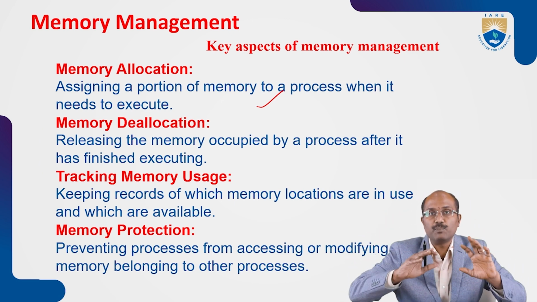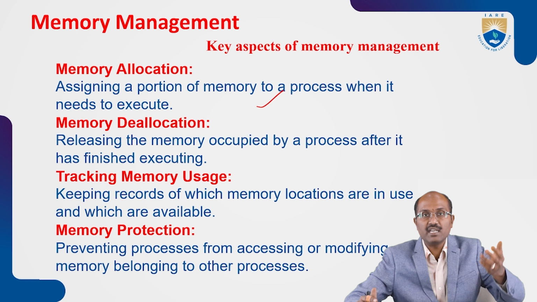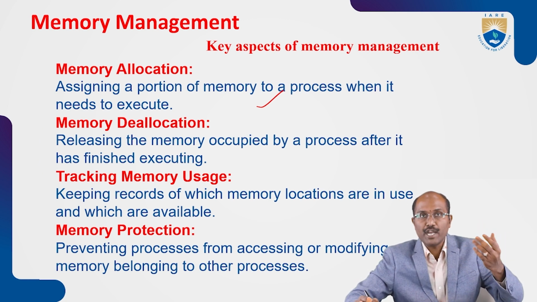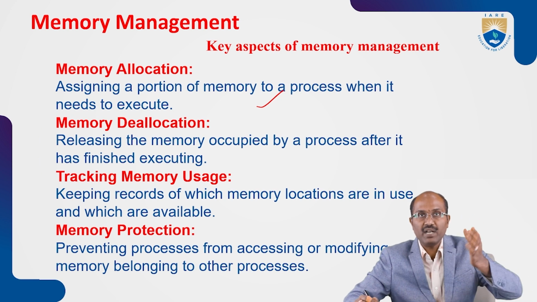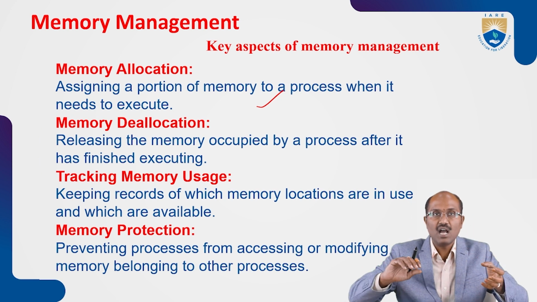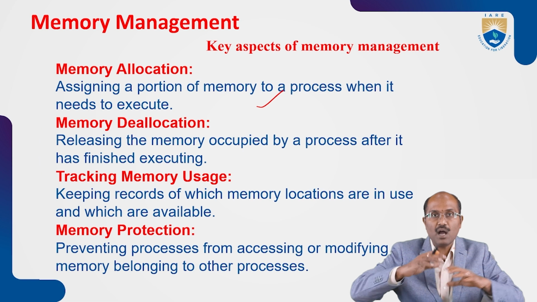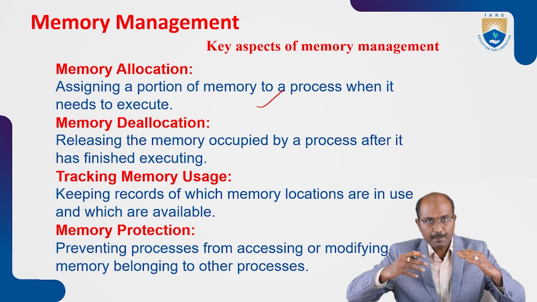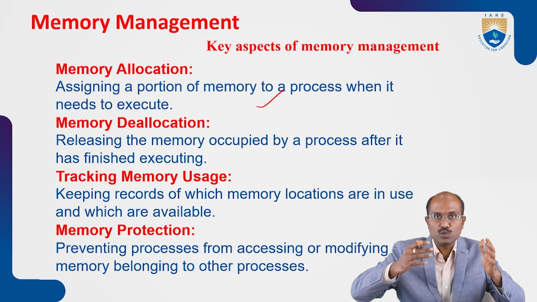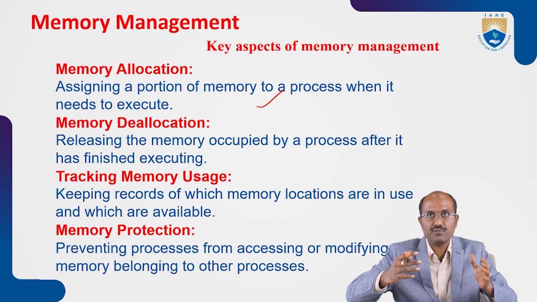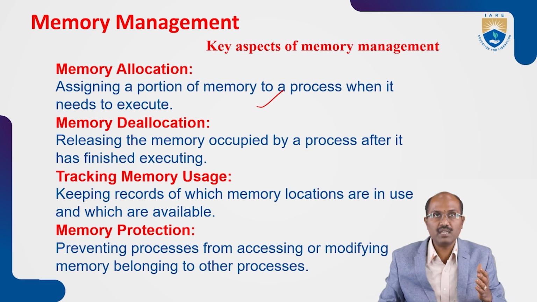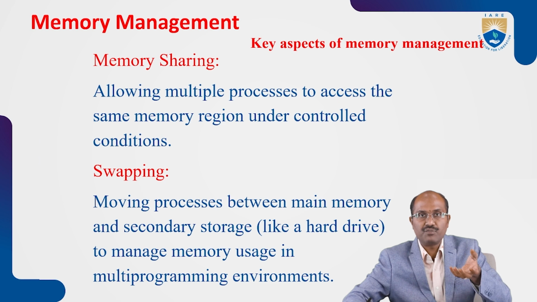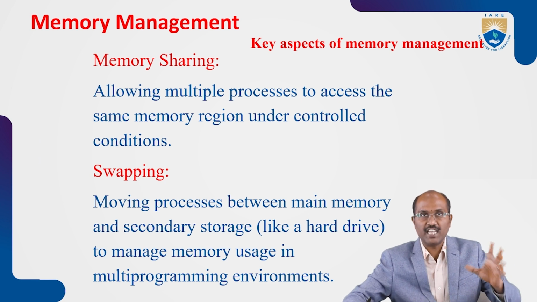That can be the tracking part, which is managed by tracking memory usage. Then it goes to memory protection. Memory protection prevents a process from accessing or modifying memory belonging to other processes. It secures that information against unauthorized accessing and modifying, and that is taken care of by memory protection. So the key aspects of memory management include memory sharing.